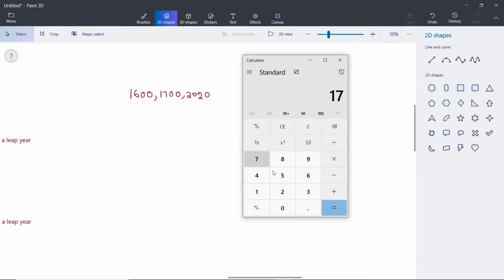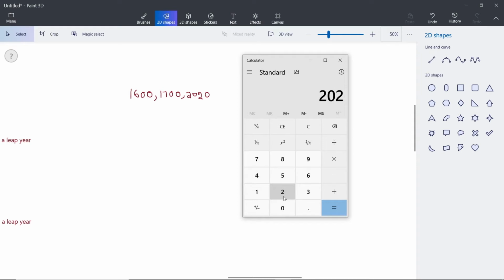Now let us look at 1700. Divisible by 4. We need to check the divisibility by 100. Yes, it is divisible by 100. We need to check for the divisibility by 400 as well. No, it is not divisible by 400. So hence 1700 is not a leap year.